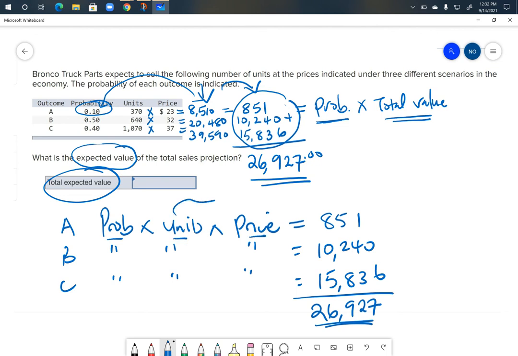But if you take the route of determining the total value first, then you'll be getting these values first before you can multiply this with its related probability to determine the 851, the 10,240. So either way, you still get the same answer. It's just a matter of choice.